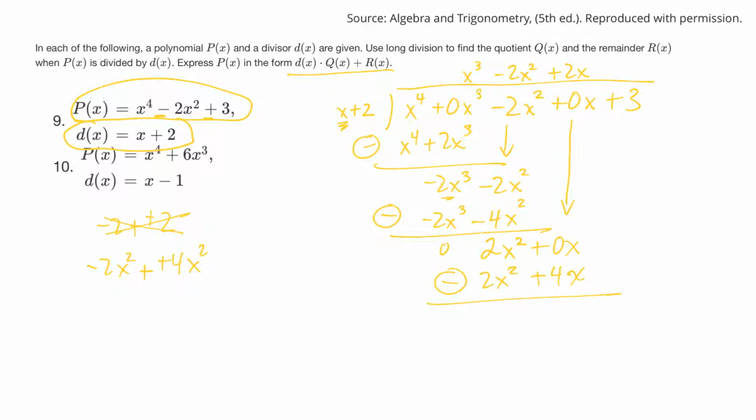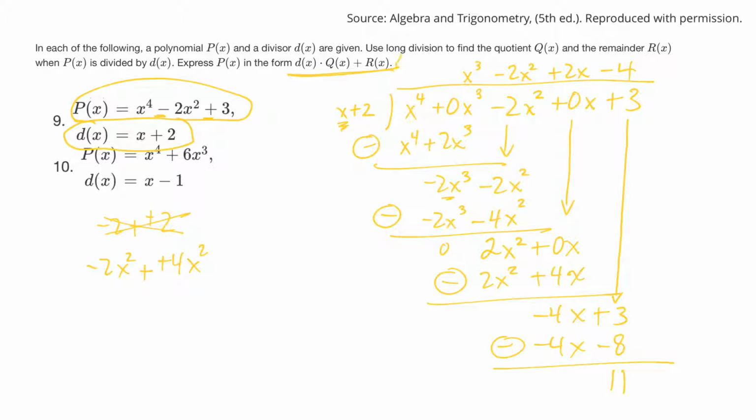Subtract. 0 take away 4 will be a negative 4x. Bring down the next number, plus 3. X into negative 4x goes negative 4 times. Multiply would be negative 4x minus 8. Subtract again, that'll be 0. 3 take away negative 8 will be 11.